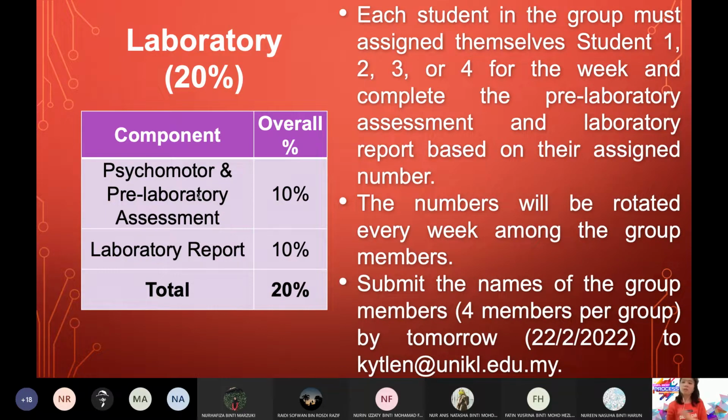So nombor lain pun rotate jugalah. Kalau kamu dah jadi student 2 this week, next week kamu jadi student 1, the other week jadi student 3, jadi student 4. Basically, untuk setiap lab tu, kamu akan menjadi sama ada student 1, student 2, student 3 atau student 4. Remember to rotate the numbers and clearly put it in your lab report punya form. Sebab kamu akan di-assess individually even for your lab report. Lab report, pre-lab, practical skills, semua individual assessment.